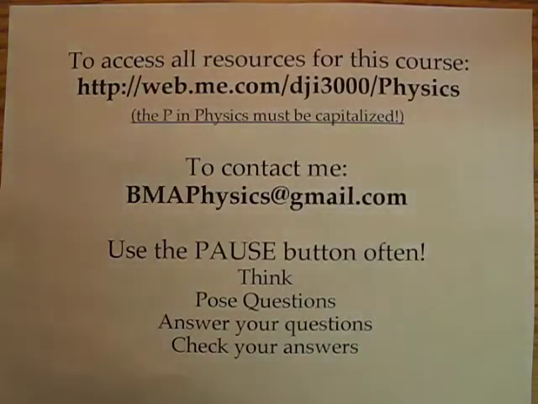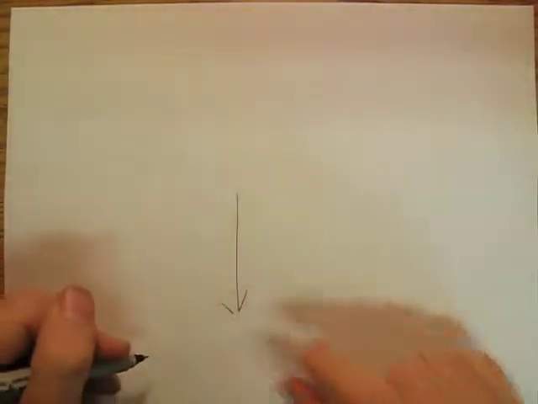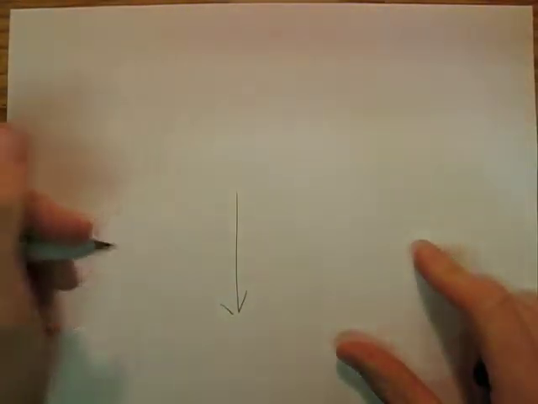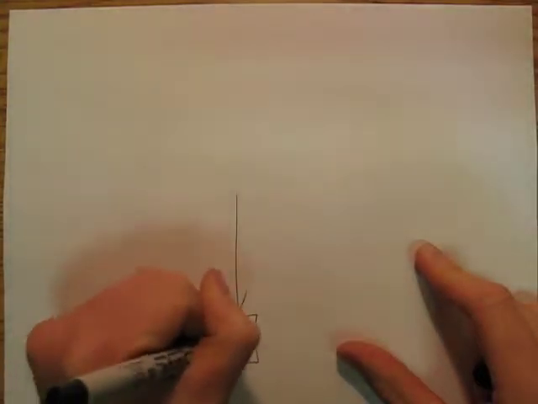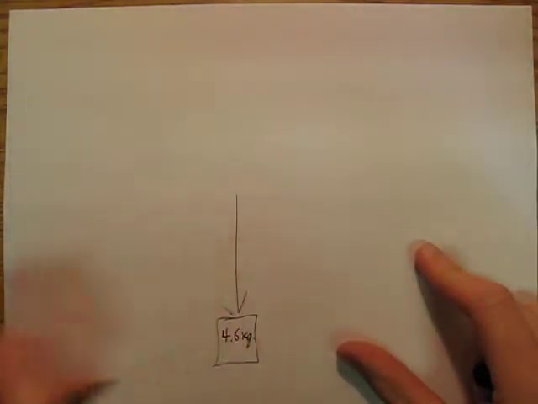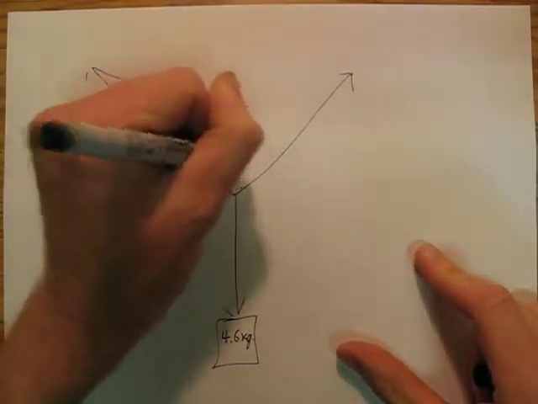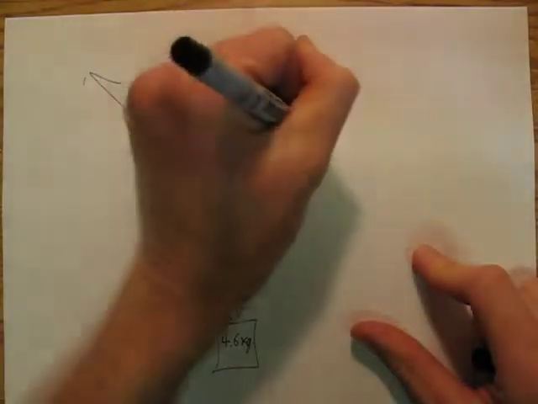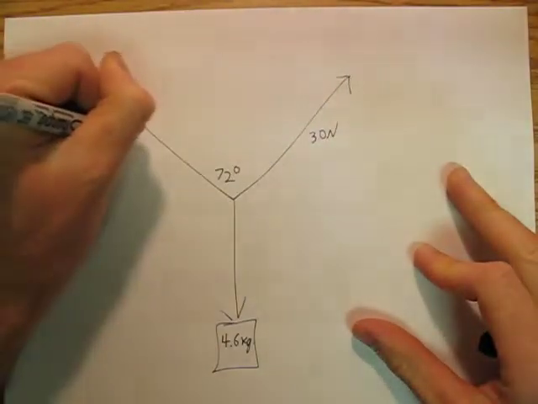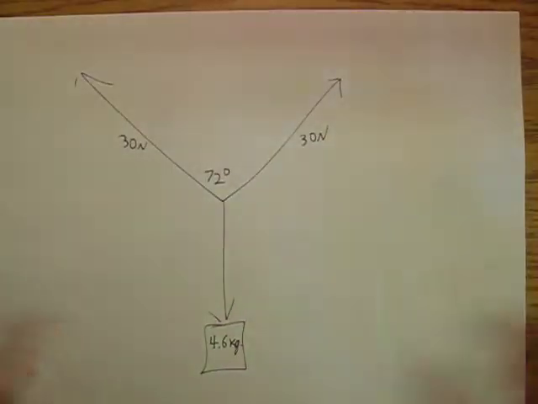Okay, so in video 4E I did some vector addition based off of a lab, and we're going to do basically the same exact thing with a different situation. This is based off of 4F, where I had a paint can that was going down. My paint can was 4.6 kilograms, and I had a 72-degree angle between two strings, with 30 newtons in that string and 30 newtons in that string.